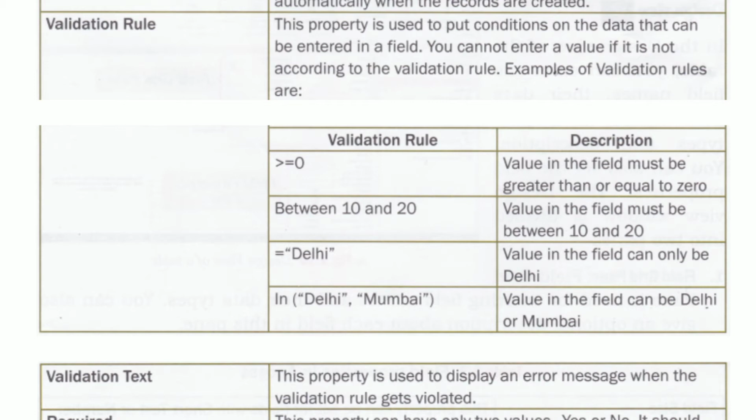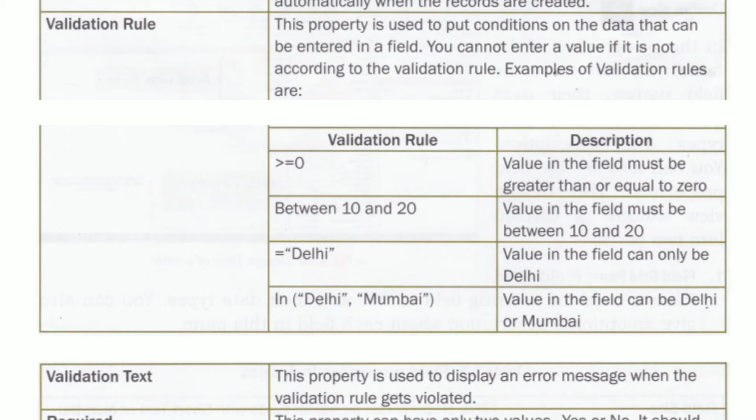You can understand using the following validation rules, as you can see on the screen. First one is greater than or equal to 0, means value in the field must be greater than or equal to 0. Next validation rule, as you can see on the screen, these are all the examples. Between 10 and 20 means the value in this particular field must be between 10 and 20. If we are putting other than this condition, the value will not be accepted in the table.